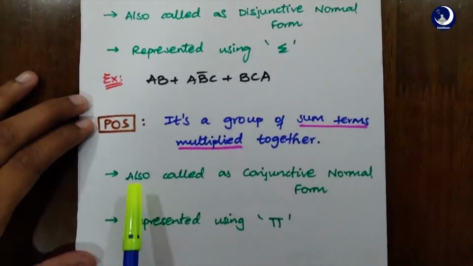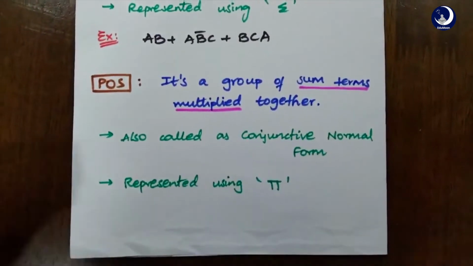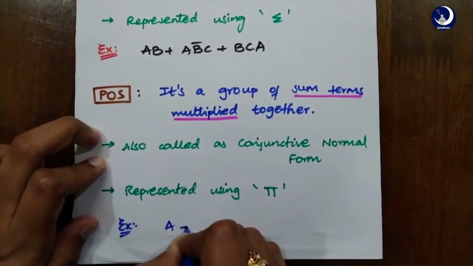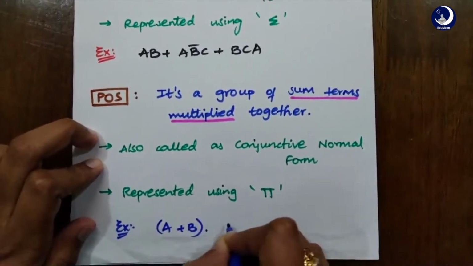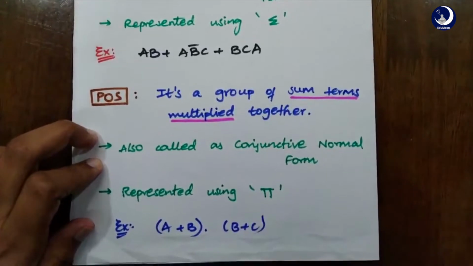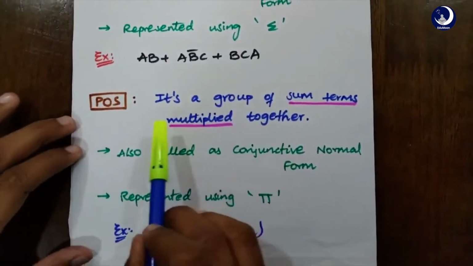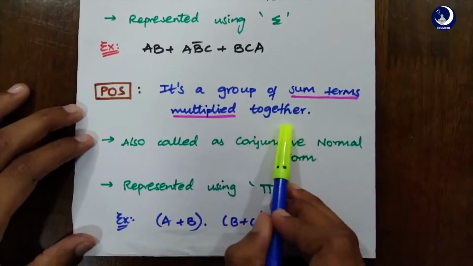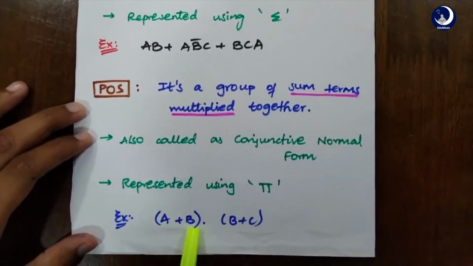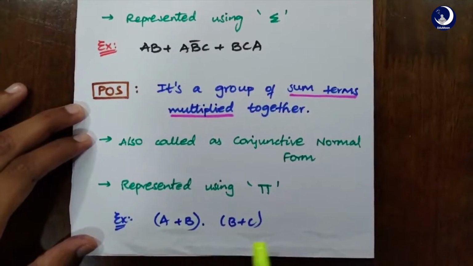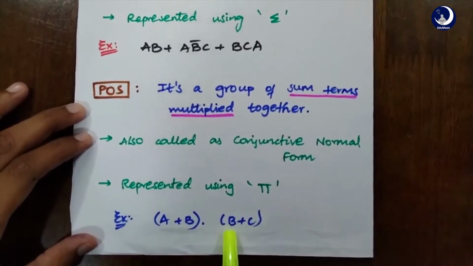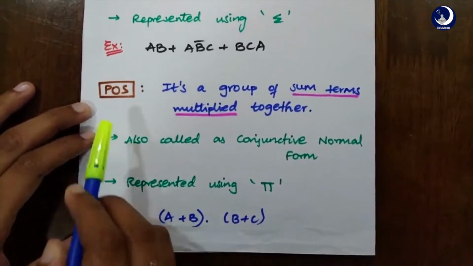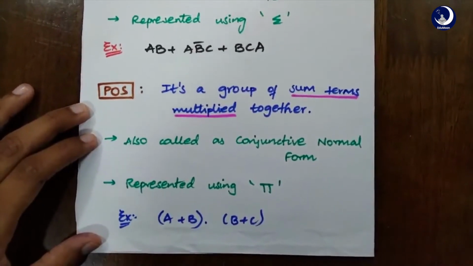Now coming to POS. It's a group of sum terms. I forgot to give an example here, so you can just consider an example to be (A plus B) dot (B plus C). Something like this. Now, what does the definition say? It's a group of sum terms multiplied together. So this is a sum term, A plus B. There's a sum here. And B plus C is also a sum term. Now these two are multiplied together, so this can be an example of POS.